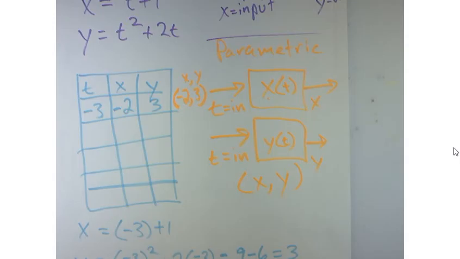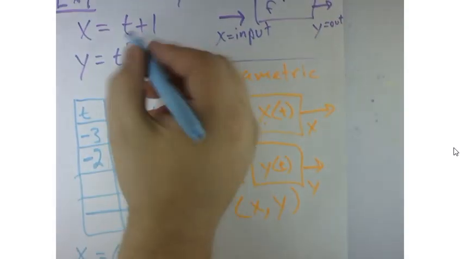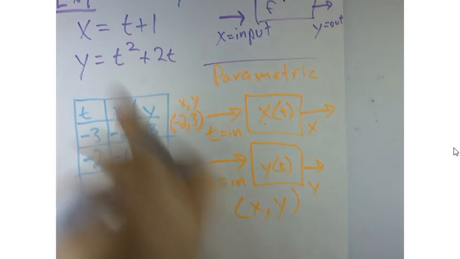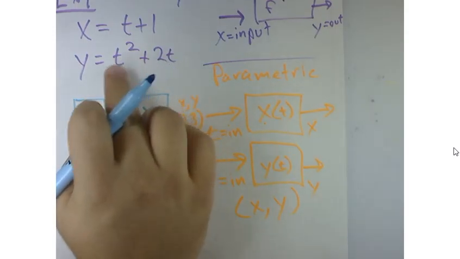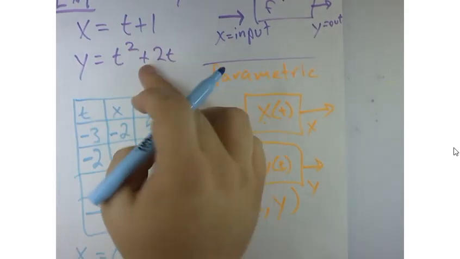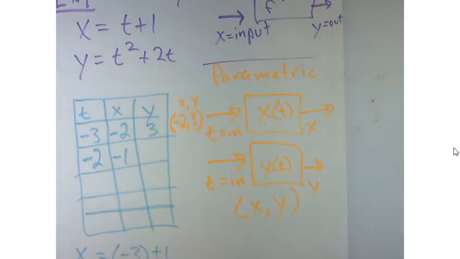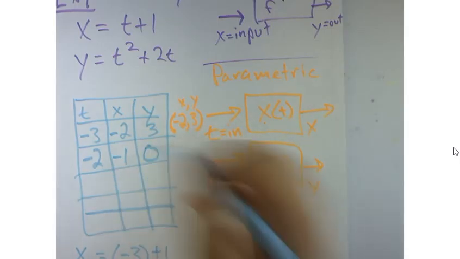So let's plug in a couple more values. So if I plug in -2, I'm going to take -2 and add 1 to it, so x becomes 1. If I plug in -2 for y, I get -2 squared, which is 4. And then I've got 2 times -2, which is -4, so that ends up becoming 0, right?